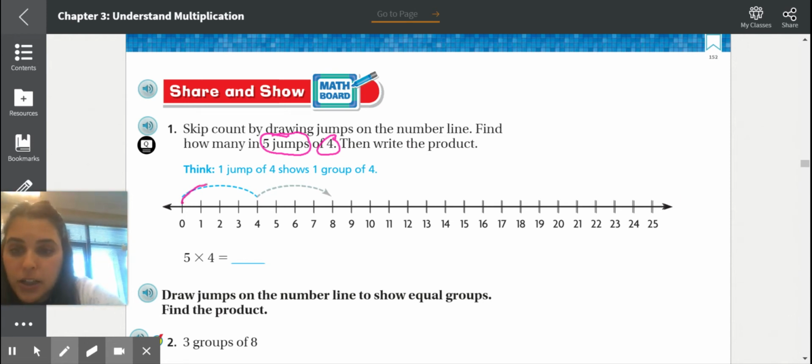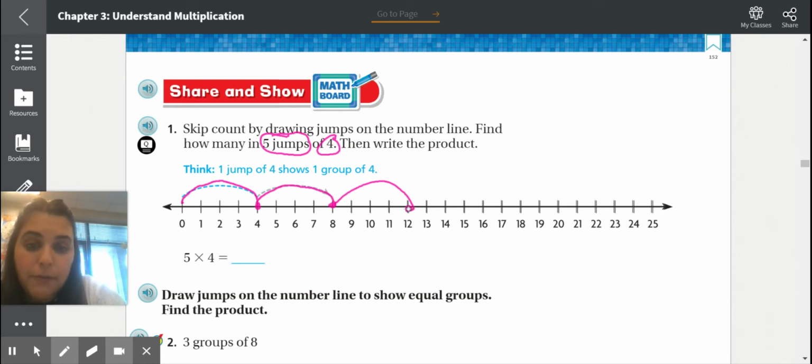So they did the first one for us, 4. The second one for us, 8. Okay, count out 4 more. 1, 2, 3, 4. Put a dot. Draw the jump. So that's 3 jumps. We need 2 more to get to 5. Count 4 more. 1, 2, 3, 4. Is that 5 jumps? Let's count. 1, 2, 3, 4, 5.